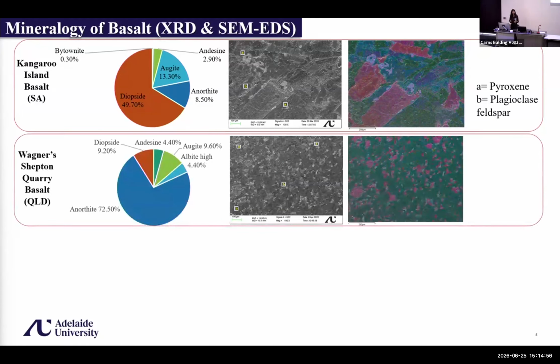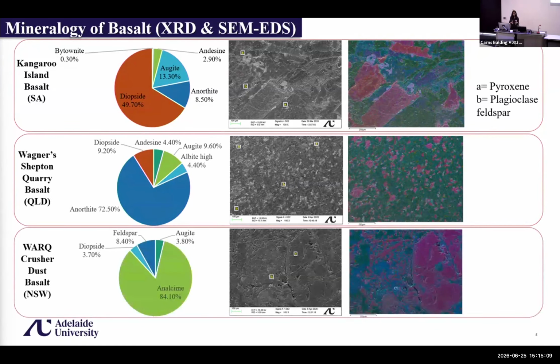Coming to the Wagner's Shefton Quarry basalt in Queensland, you can see it is highly rich in anorthite, which comes under the plagioclase feldspar, and then only a little of the pyroxene family. In the case of the War Crusher Dust basalt in New South Wales, it is highly rich in analcime. The Kangaroo Island basalt and the Wagner's Shefton Quarry are clearly highly rich in pyroxene or plagioclase, but the New South Wales sample is highly rich in analcime. Analcime comes under the zeolite group of family, and it's a secondary altered mineral.